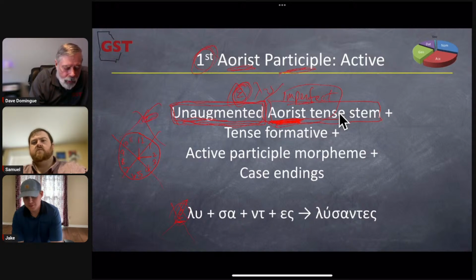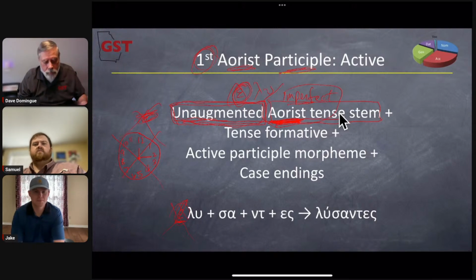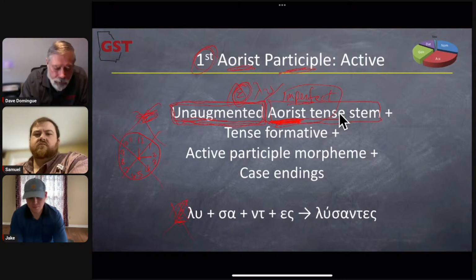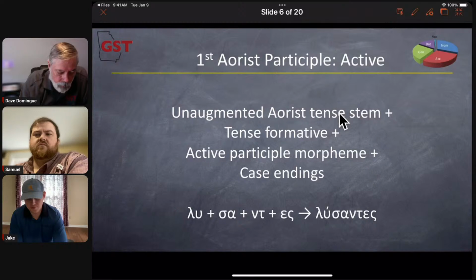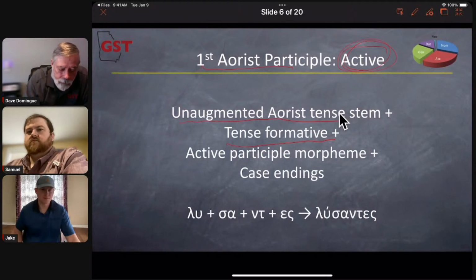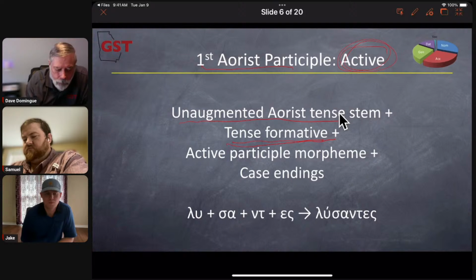That's why I went over that, because I want you to start thinking through this so it makes sense to you. We could just say, hey, it's an augment and you can memorize it, but I want you to see why, because I think that helps you in the long run. All right, so it is an unaugmented aorist tense stem. It uses a tense formative. We're talking about the first aorist participle in the active voice. What is that tense formative?